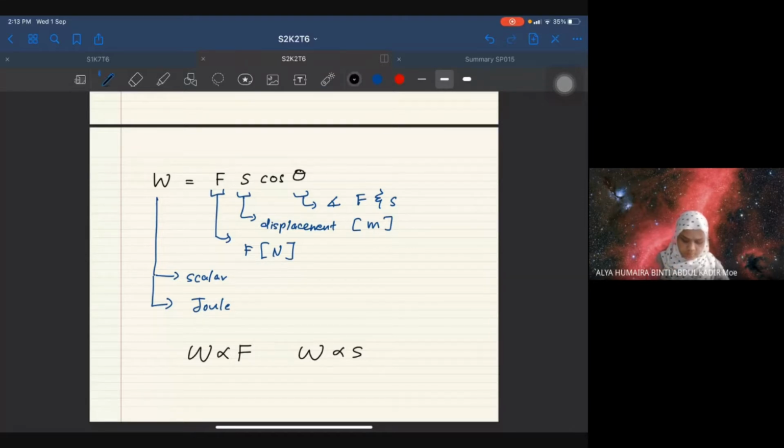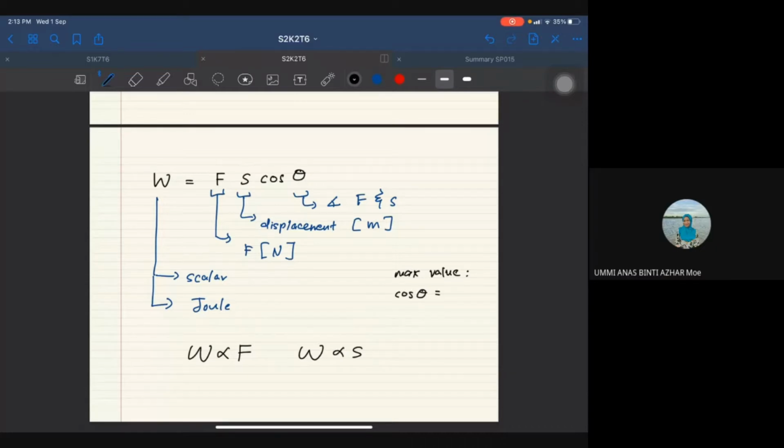So for cos theta, what is the maximum value? Anyone can tell me? What is the maximum value of cos theta? 90. Okay, maybe I have to rephrase my question. If you notice, we have a graph for cos theta. This is a cosine graph. So the values of cos theta vary between 1 and -1. The value goes from here down, then up, then down, then up. So it always varies.